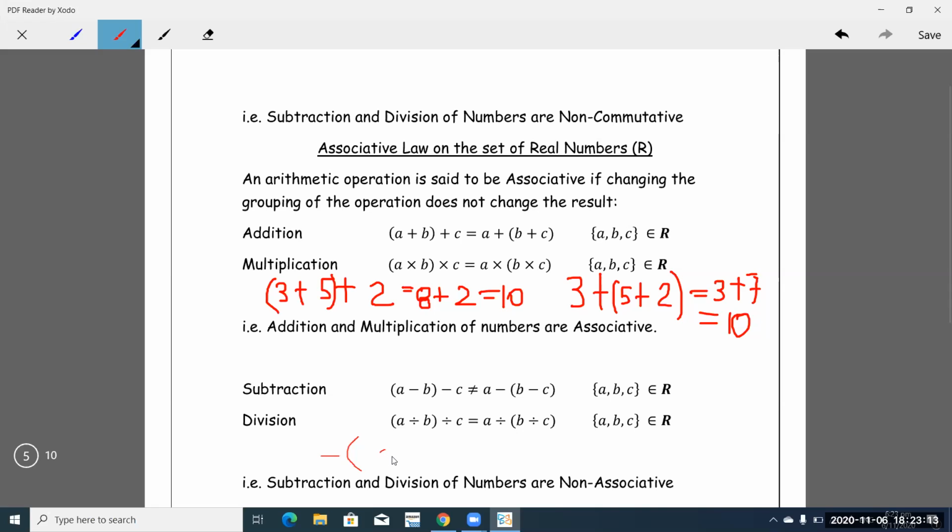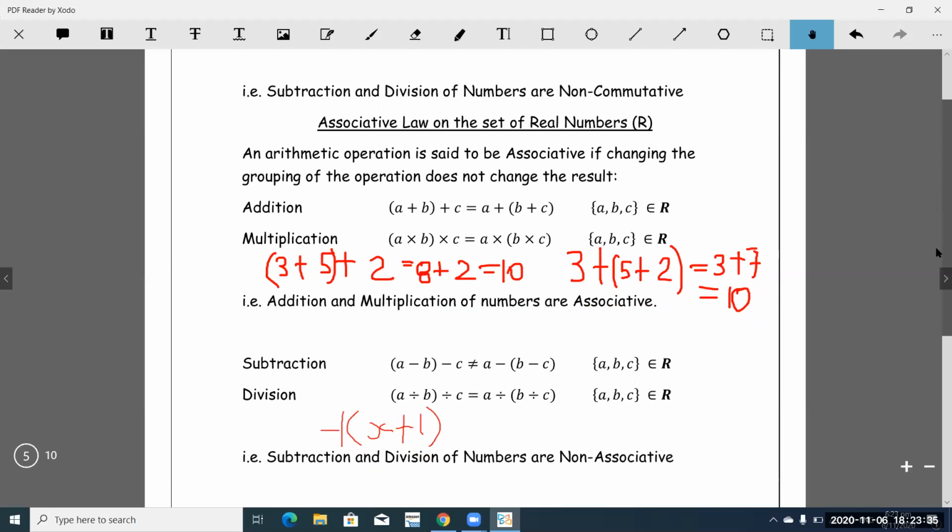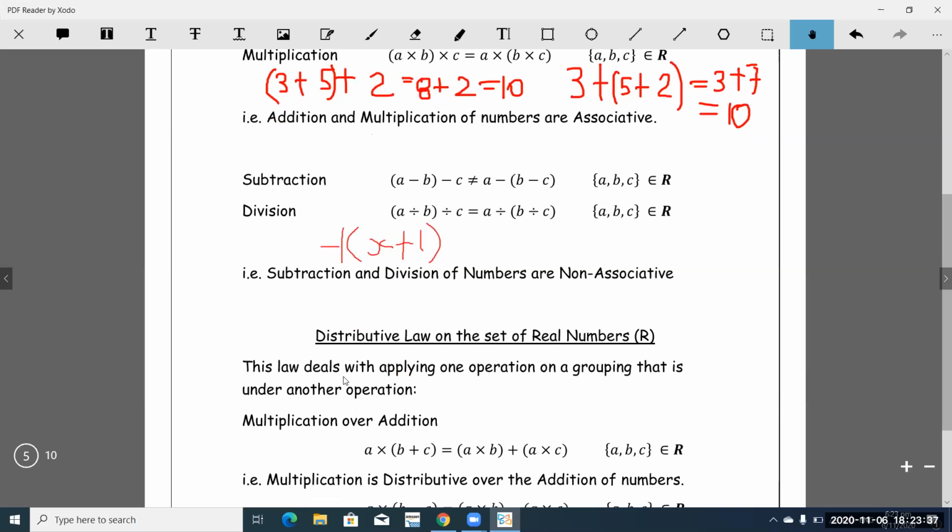So for example, we have negative bracket x plus 1. This works out to be minus x minus 1. The reason for this is that the negative outside really symbolizes minus 1, so minus 1 times x plus 1. So let's get into that now. That's what we're going to talk about next. The distributive law: there are two ways distribution takes place. Distribution is such that multiplication takes dominance over addition.